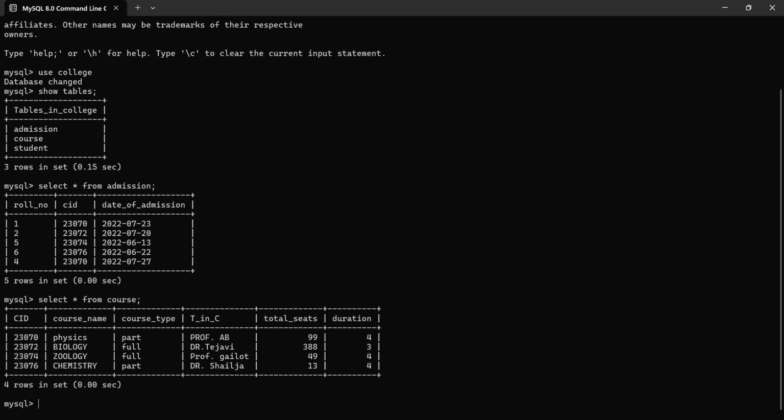Here we have to show the course type. Those students whose course type is part-time, we have to show in a separate form.